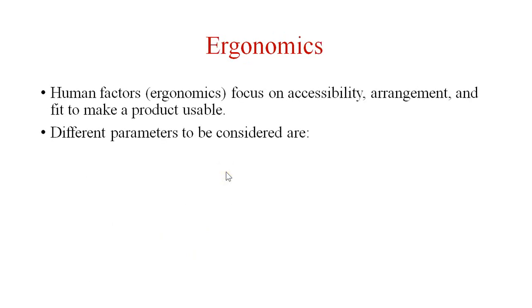Next parameter is ergonomics. Generally, ergonomics is related to human factors, which focus on accessibility, arrangement, and fit to make the product usable. So, different parameters are to be considered for ergonomics.